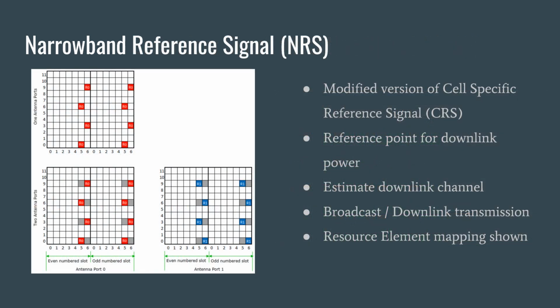NB-IoT LTE doesn't use the standard cell-specific reference signal, or CRS, that is found in conventional LTE. Instead, it uses a slightly modified version, the Narrowband Reference Signal, or NRS. The NRS acts as a reference point for downlink power, and it is also used to estimate the downlink channel. The NRS is sent in all subframes used for broadcast or downlink transmission, whether or not data is actually sent during that subframe. The NRS can be sent on either 1 or 2 antenna ports, and the resource element mapping for both cases is shown in the figure here.